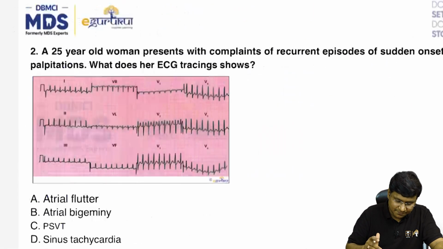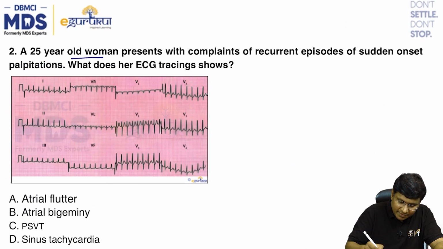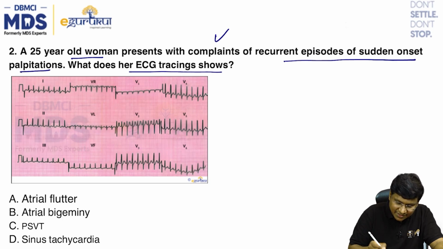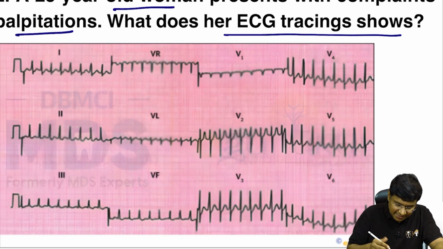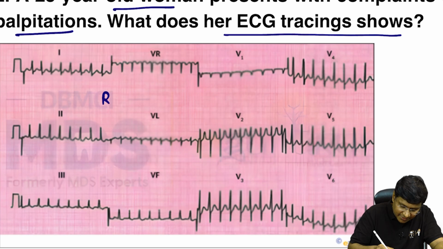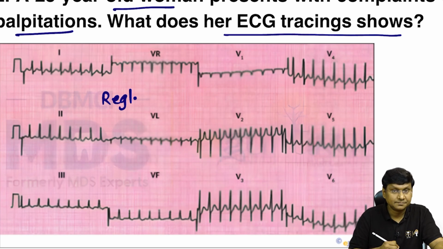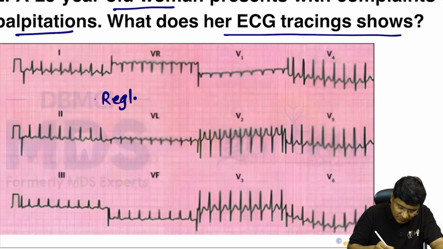Okay. Next question. A 25-year-old woman presents complaining of recurrent episodes of sudden onset palpitations. What does her ECG tracing show? Atrial flutter, atrial bigeminy, paroxysmal supraventricular tachycardia, sinus tachycardia. If you zoom this ECG and observe, first point, the rhythm is regular. Number two, you don't have the P wave. See, this is the QRS complex and this is the T wave, right? So there is no P wave in the given ECG.